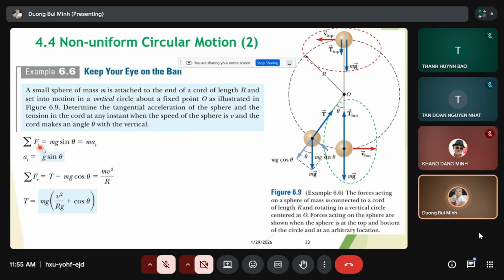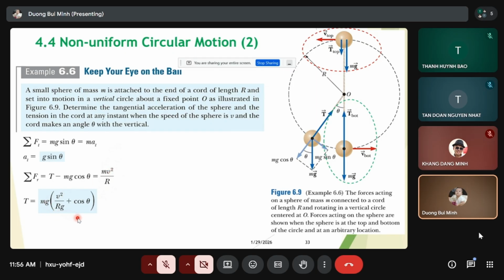We get F_T is mg sine theta, and mg sine theta is m times the tangential acceleration a_t, so we can calculate a_t. For the radial direction, we have m times a_c, and a_c is v squared over r. The magnitude of a_c is equal to the magnitude of a_r. So here we can get the tension force.